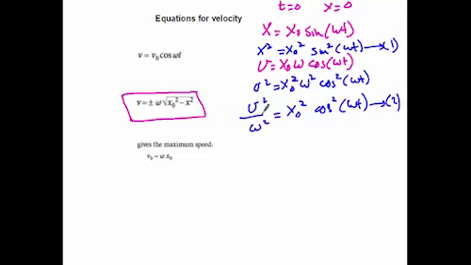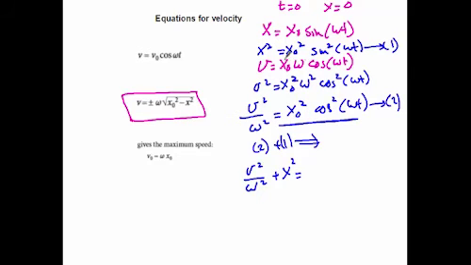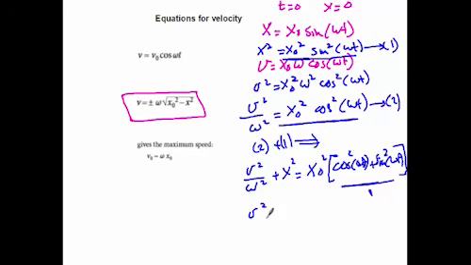Now if we add both equations, 2 plus 1, what we will get? We add both left sides, so v square over omega square plus x square. Also we add the right sides. There is a common factor which is x naught square. We will end with cos square omega t plus sine square omega t. Yes, this will give us 1. So we have v square over omega square plus x square equals x naught square.